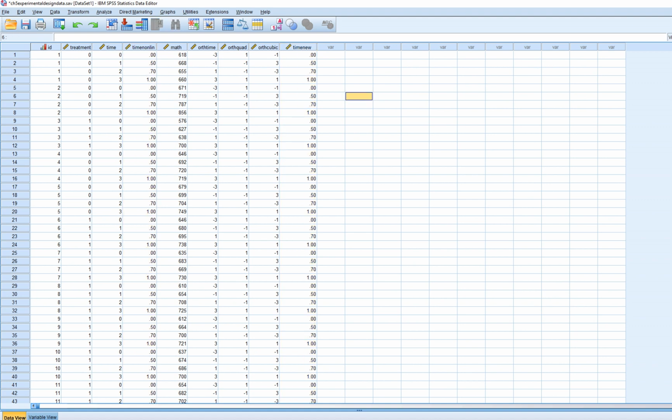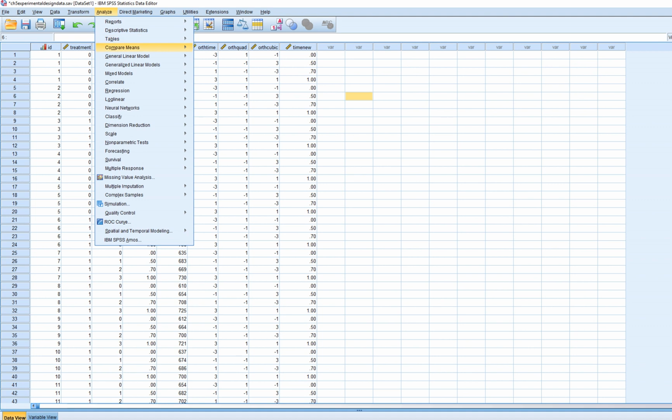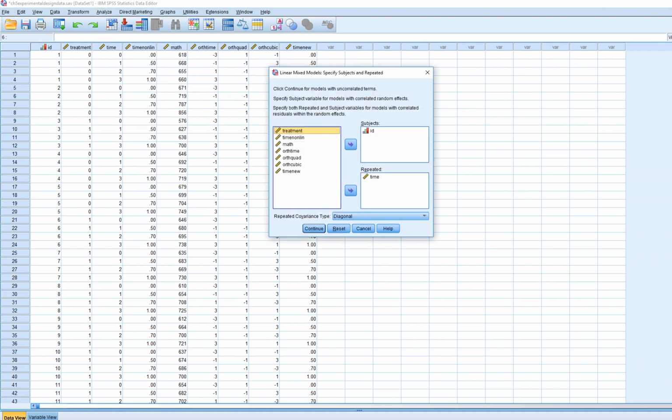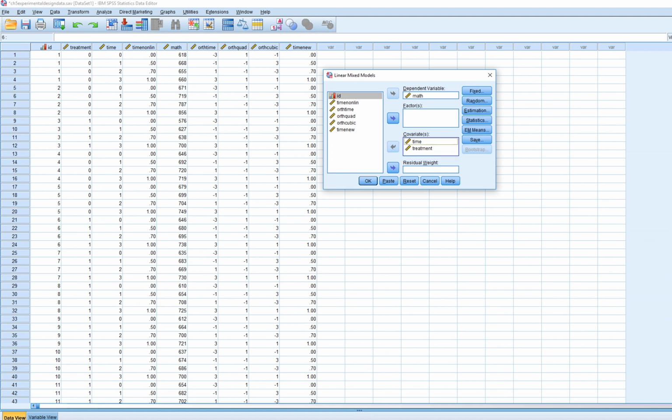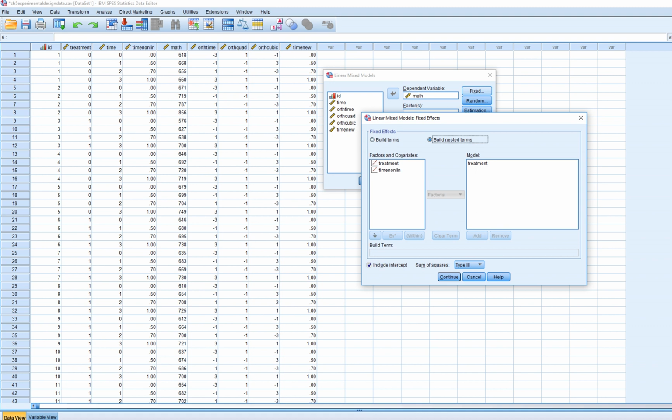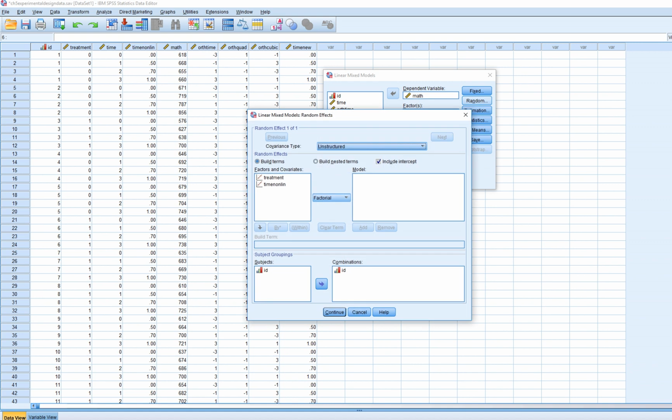So essentially, they ran the analysis by going to analyze, mixed models, linear, and instead of using the original time variable, they used this variable right here. Under fixed, we'll move this variable over, click on build terms, and move this over here. To model the interaction, we click on build nested terms and do the same thing we did previously with our previous time variable. So we'll click on continue. Under random, we'll move our time variable over as well.